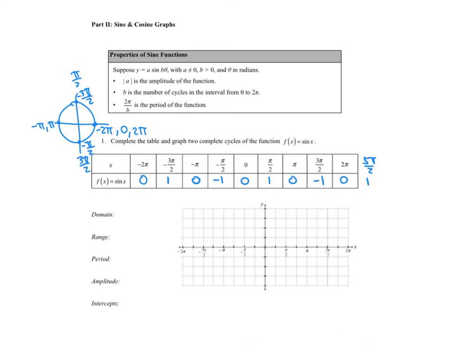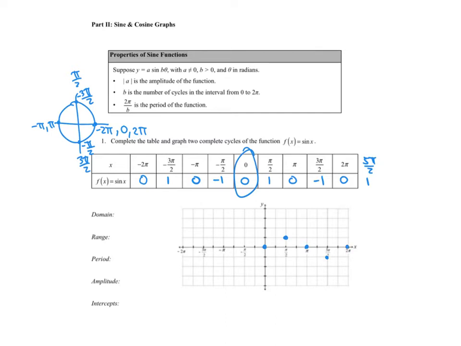So let's plot these points in the coordinate plane. I'm going to start in the middle with my point 0, 0. So a sine graph goes through the origin. At pi/2, the y-coordinate is 1. At pi, it's 0. At 3pi/2, it's -1. At 2 pi, we're back to 0.